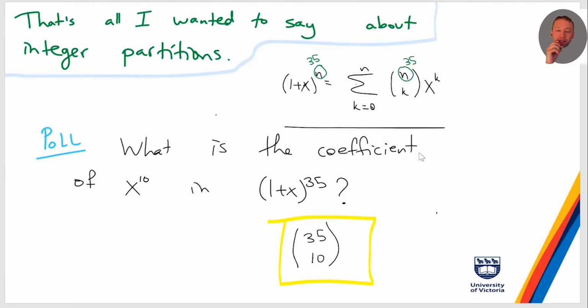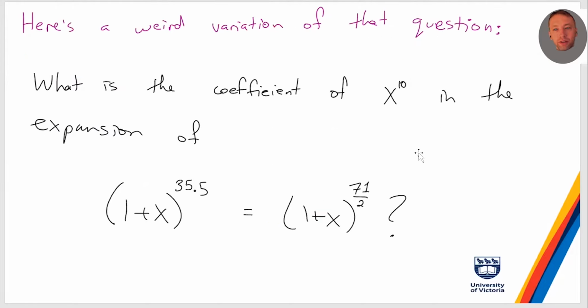The reason I mentioned the binomial theorem is that we're going to look at an interesting extension of the binomial theorem to cases where we're not dealing with integers anymore. So here's a weird question. And frankly, I even find this to be a weird question. What's the coefficient of x to the 10?